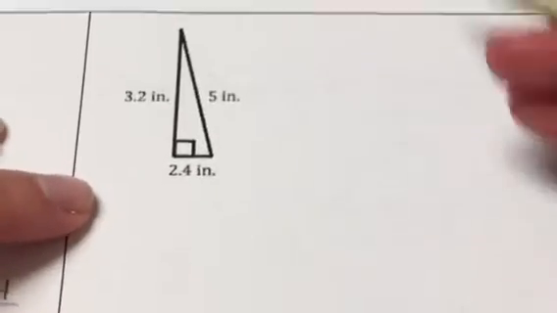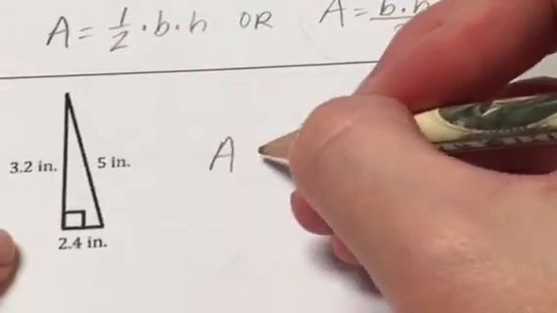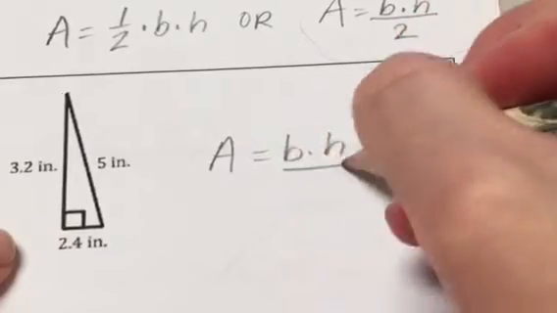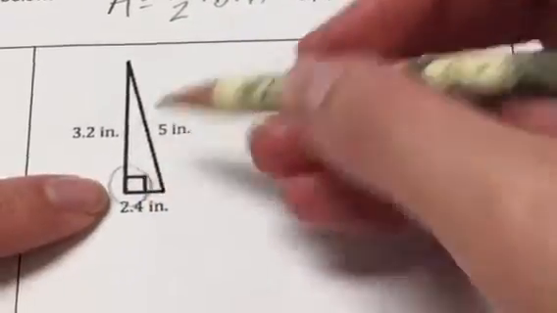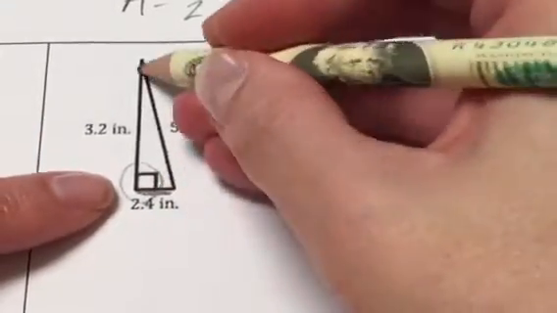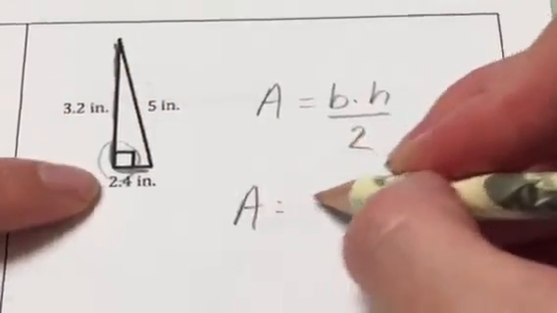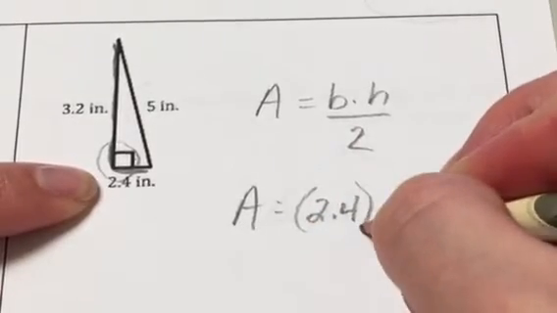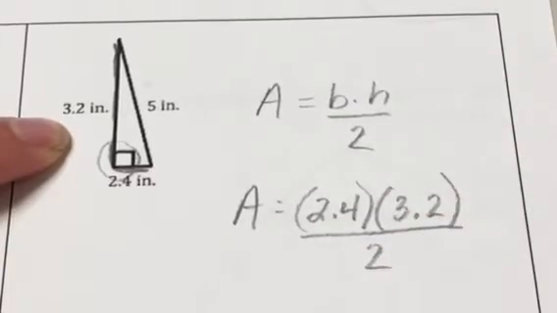Okay, so when you take a look at the second one, this one's got nice whole numbers and decimals. So if I were setting up my formula, I'm going to use this one right here because there's no fractions. So I would set that up as area equals base times height divided by 2. Now again, when I look at this triangle and identify where the right angle is, this is the base, and this line going straight up and down is my height. So when I substitute in, my base is 2.4 inches, and my height is 3.2 inches. And then that will all be divided by 2.